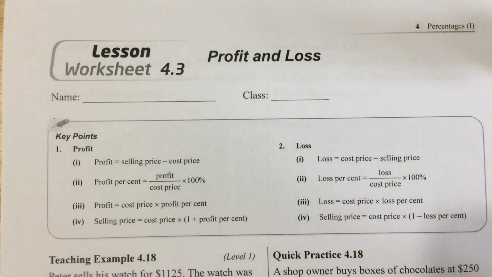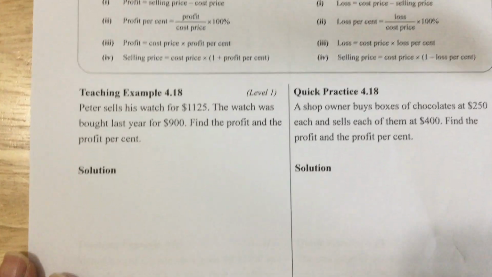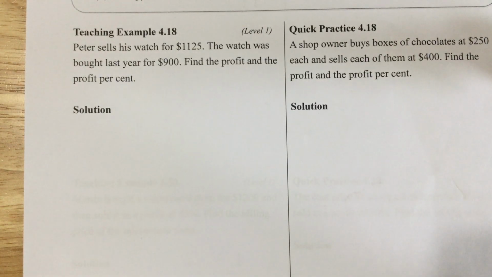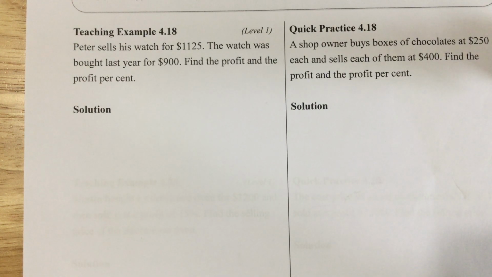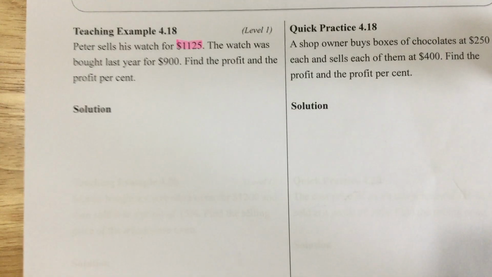Okay, now we will go to teaching example 4.18, and then you will do quick practice 4.18. Look at this one first of all. Peter sells his watch for $1,125. The watch was bought last year for $900. Find the profit and the profit percent. So let's look at the formula one by one. Peter sells his watch for $1,125. So you see that he sells it, so this is the selling price.